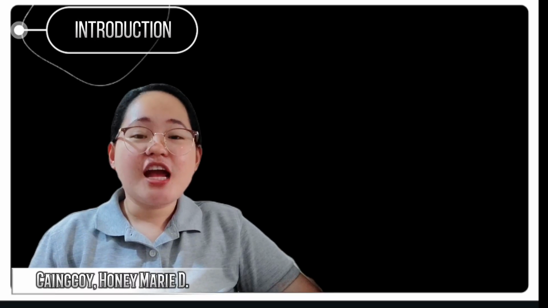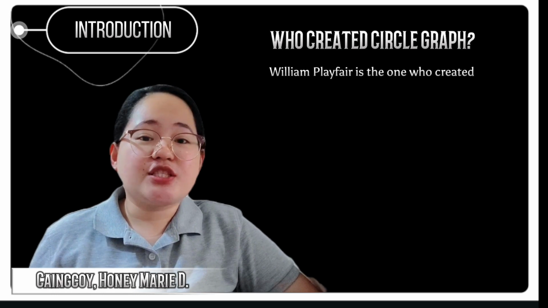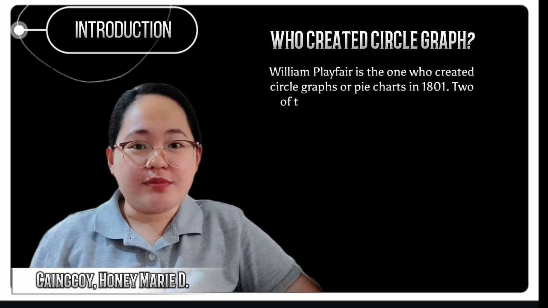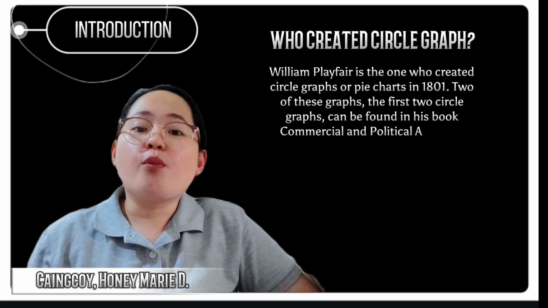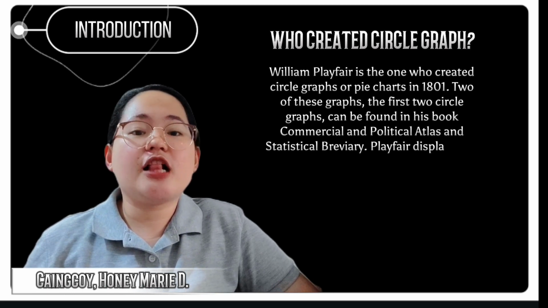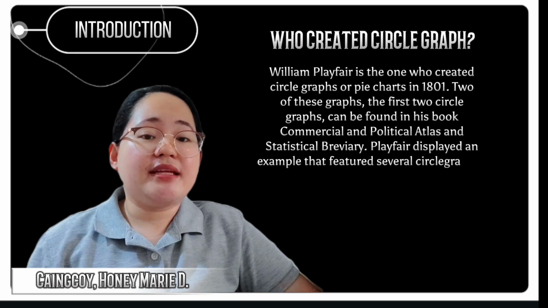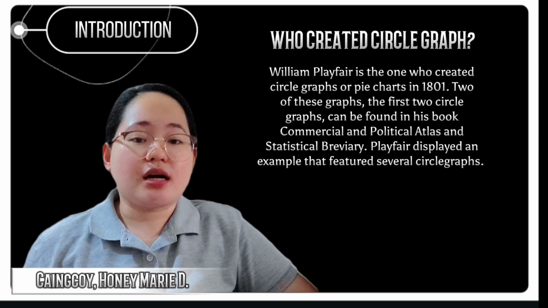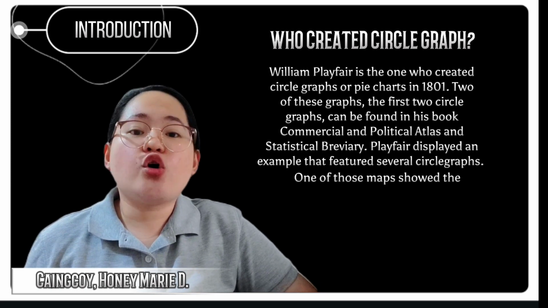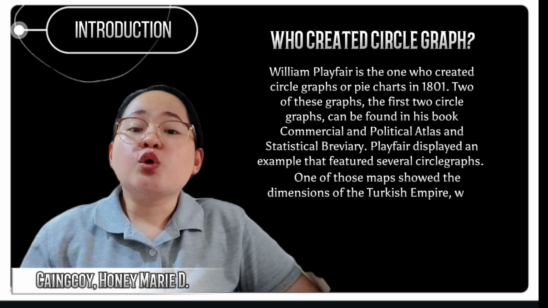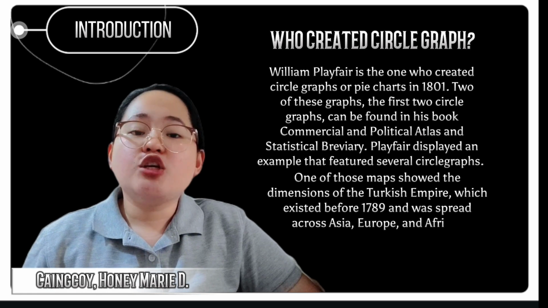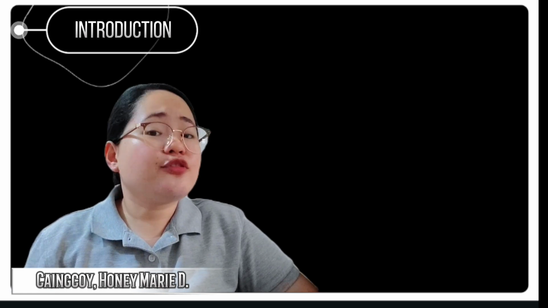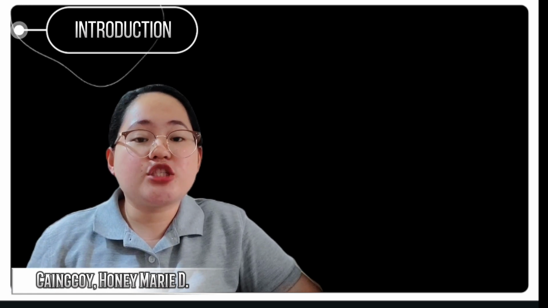Thank you, Mr. Batilier. William Playfair is the one who created circle graphs, or pie charts, in 1801. The first two pie charts can be found in his book, Commercial and Political Atlas and Statistical Breviary. Playfair displayed an example that features several circle graphs. One of those maps shows the dimensions of the Turkish Empire, which existed before 1789 and was spread across Asia, Europe, and Africa. At first, not many people used this invention.